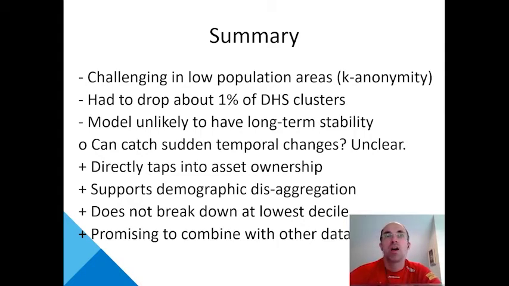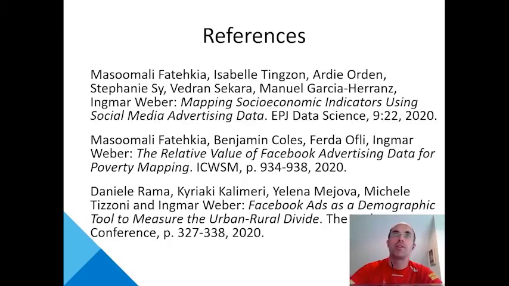It's nice that it taps directly into asset ownership, right? So we measure one type of asset ownership quite directly. As such, there's a causal link. We can disaggregate demographically. That's another plus. It doesn't break down at the lowest decile. I didn't show this here in detail, but you'll find this in the references, where we also try to evaluate the performance across the whole spectrum of the wealth index. And in particular, there's value in combining it with other data sets, such as satellite imagery, but maybe also other features. I'm flashing these references here if you want to learn more details about the work.